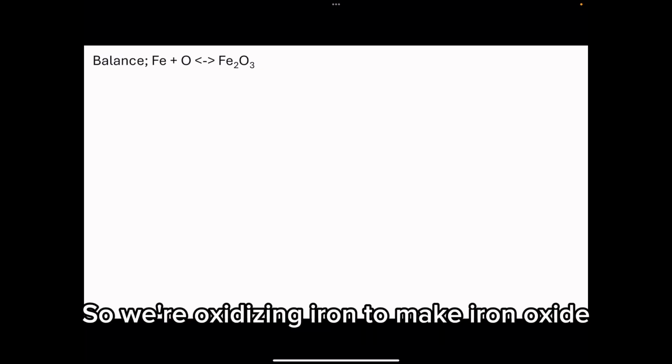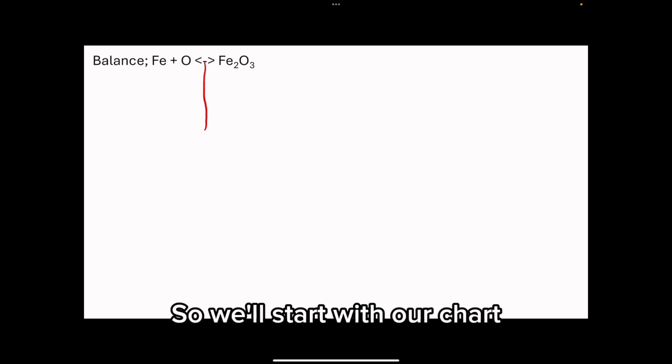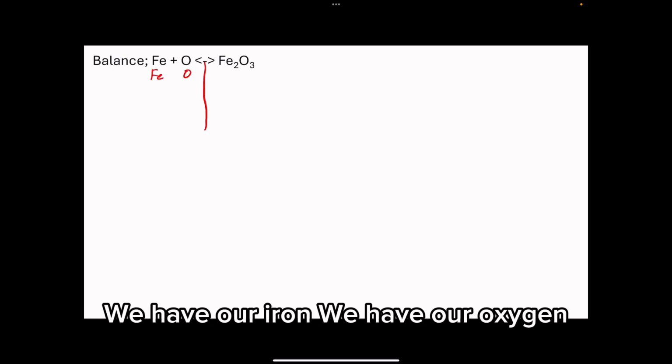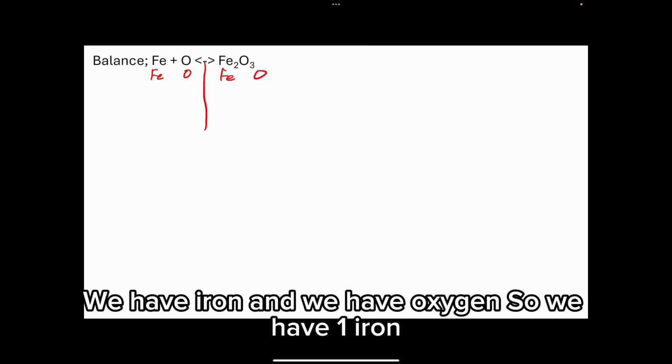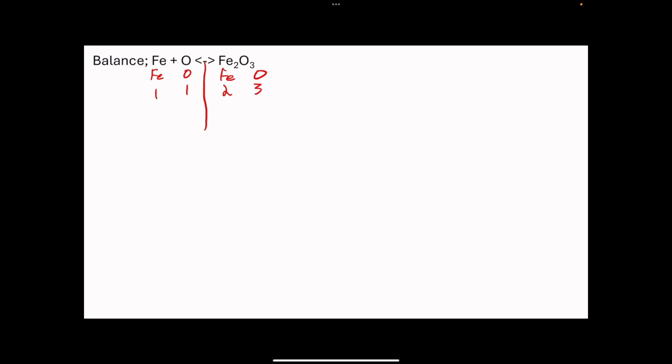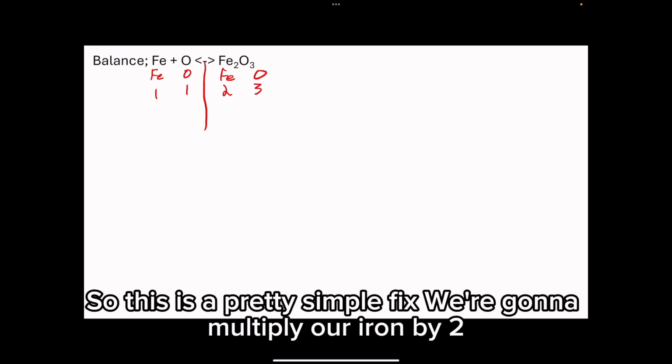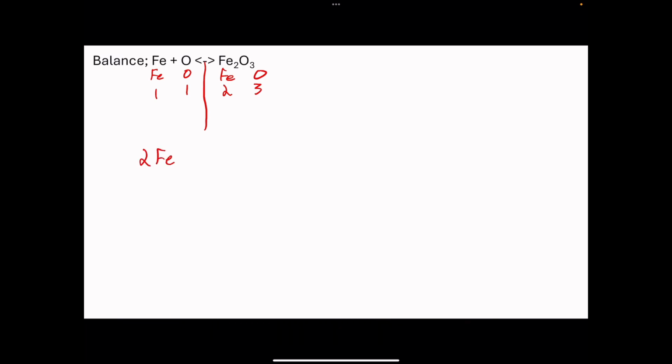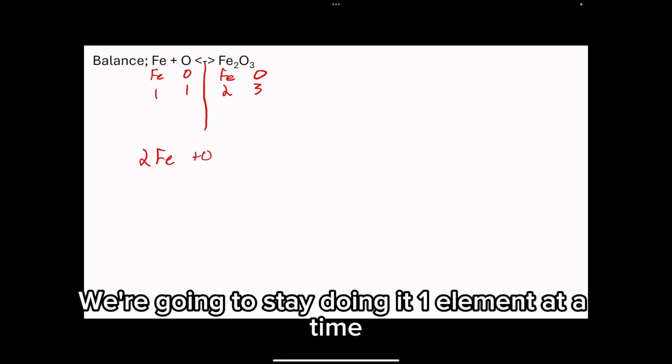So we're oxidizing iron to make iron oxide. So we'll start with our chart. We have our iron, and we have our oxygen. We have iron, and we have oxygen. So we have 1 iron, 1 oxygen. We have 2 iron and 3 oxygen on this side. So this is a pretty simple fix. We're going to multiply our iron by 2. And we're going to stay doing it 1 element at a time.